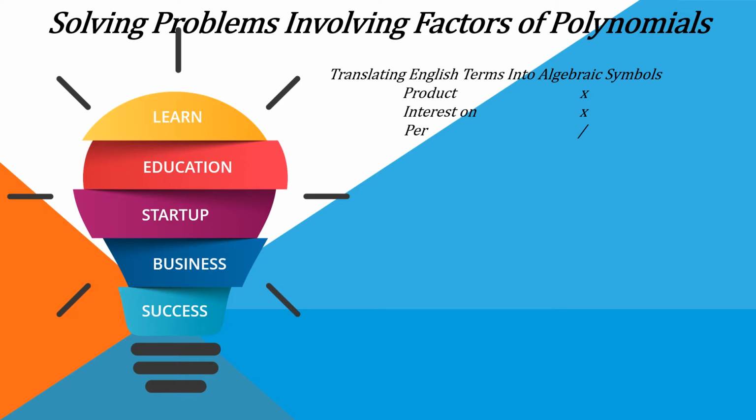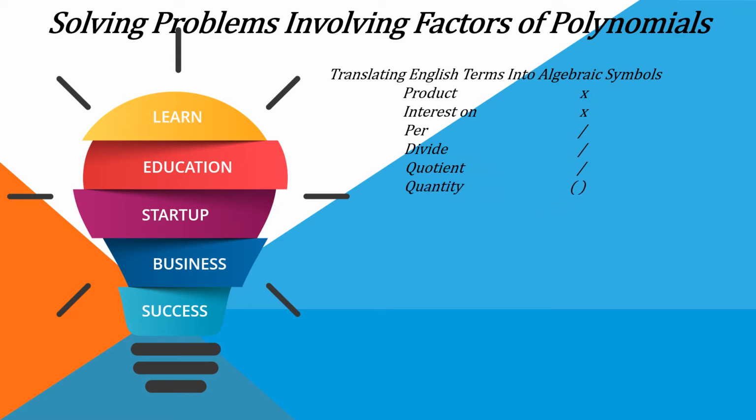Per: now, when we see the word per in our worded problems, it means division. Let's say, for example, 1 per 10. It is 1% or 1 out of 10, so therefore it is division. Divide, of course, is division. Quotient is the result of dividing two numbers, so it is division.